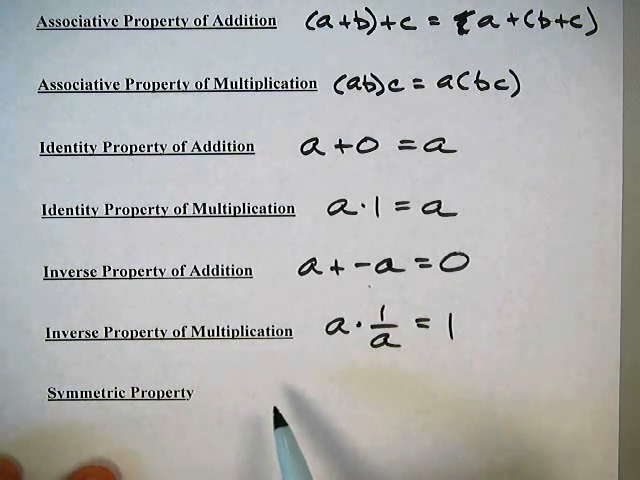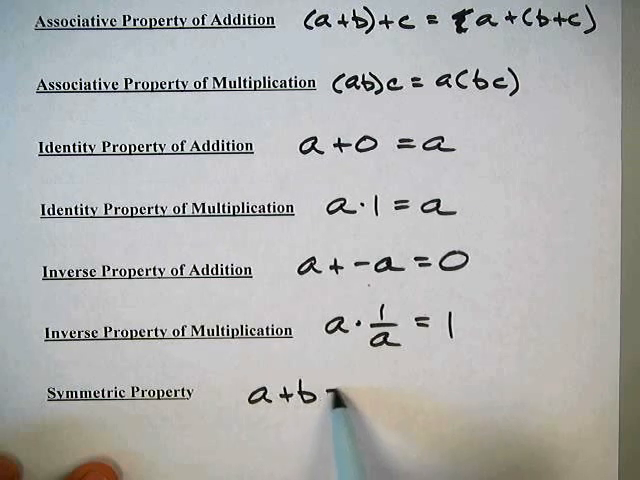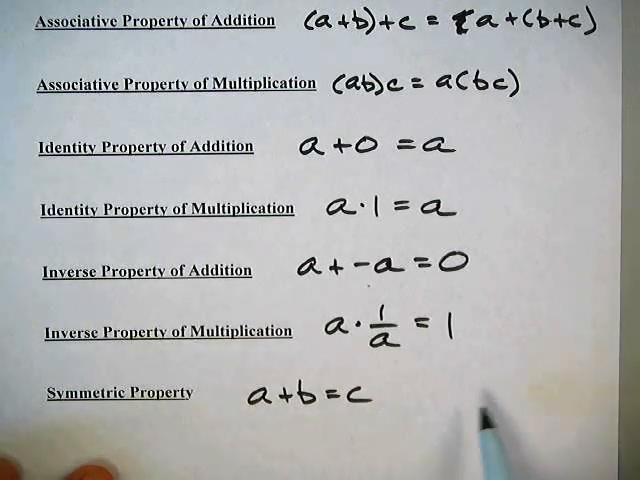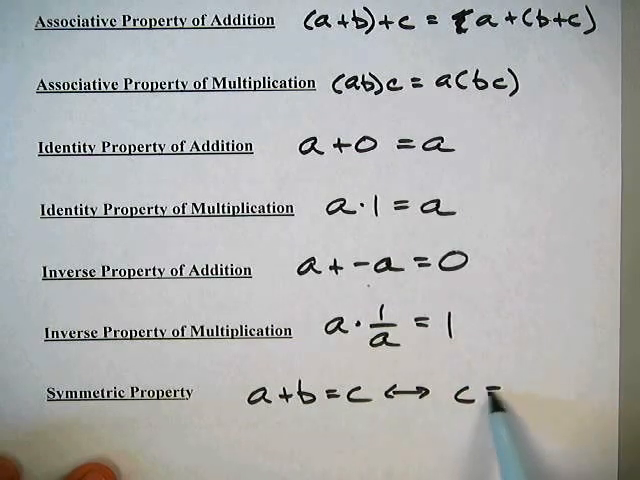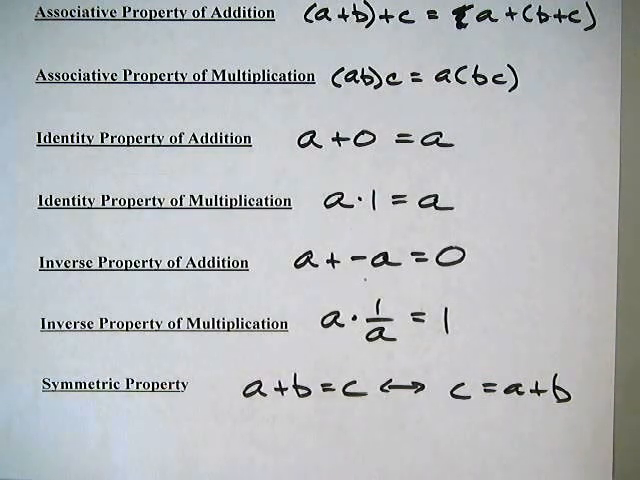And last but not least, this one we use quite a bit when we solve equations, or I shouldn't say quite a bit, but we do use it sometimes. The symmetric property just simply says that if A plus B equals C, it's the same thing as if I were to flip it around. It's the same thing as saying C is equal to A plus B. Okay, it doesn't make a difference.